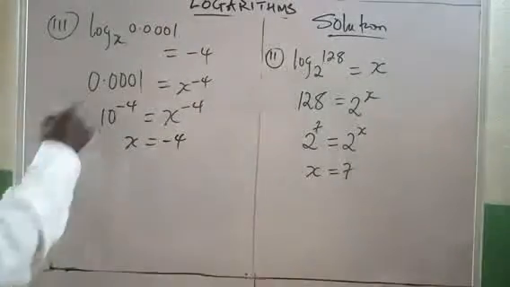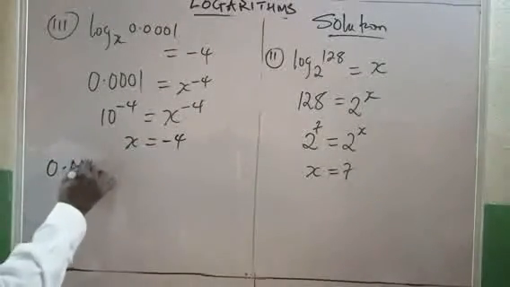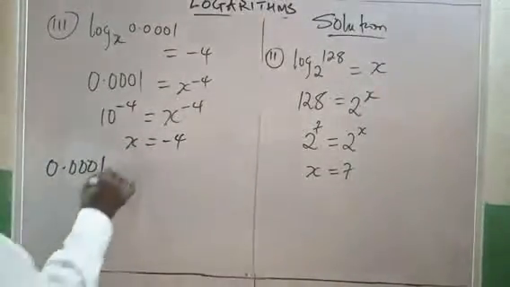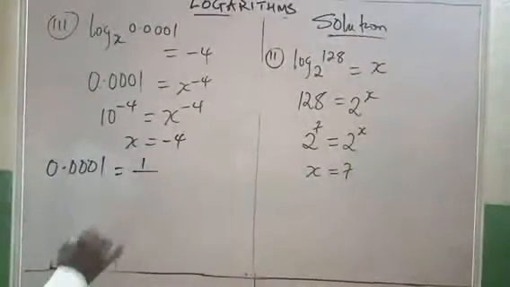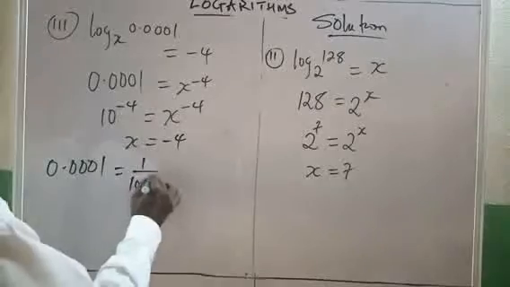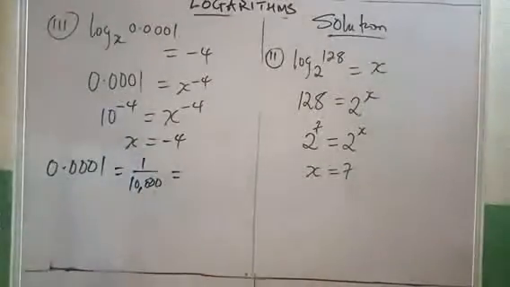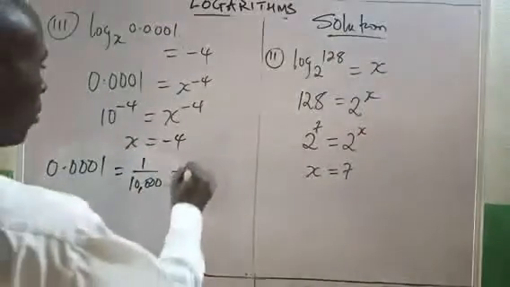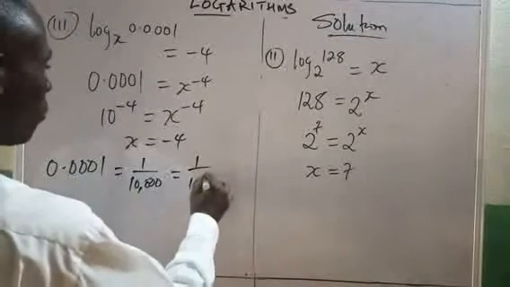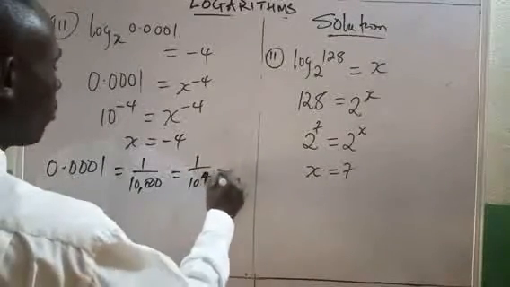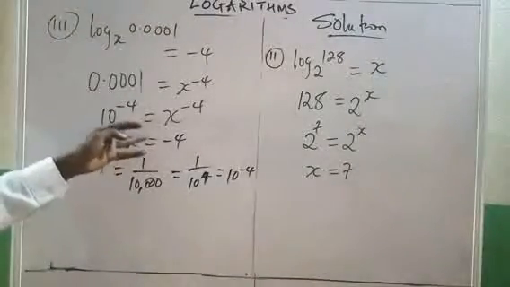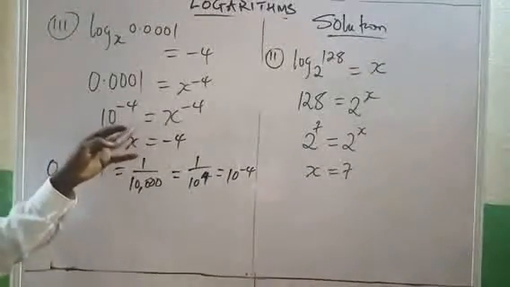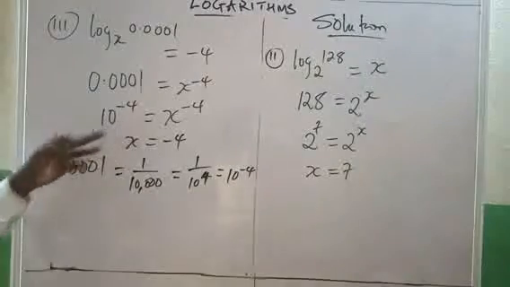So recall that 0.0001 is the same thing as what? 1 over 10,000, which is 1 over 10 raised to the power of 4, and is equal to 10 raised to the power of minus 4. So that's why we have 10 raised to the power of minus 4. So take note of that.